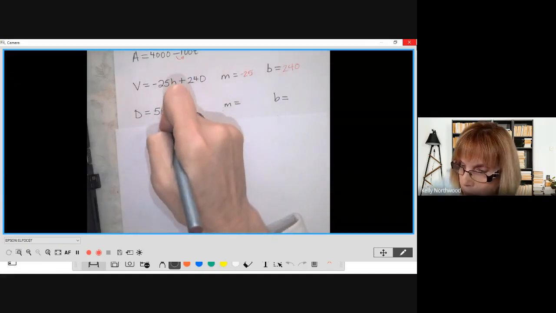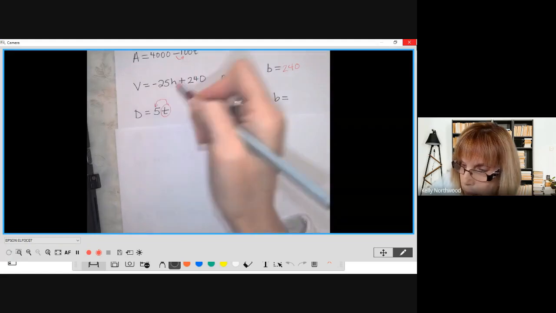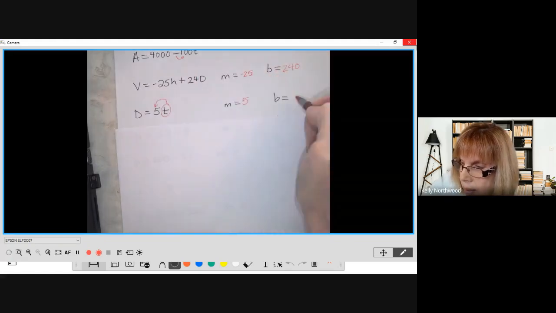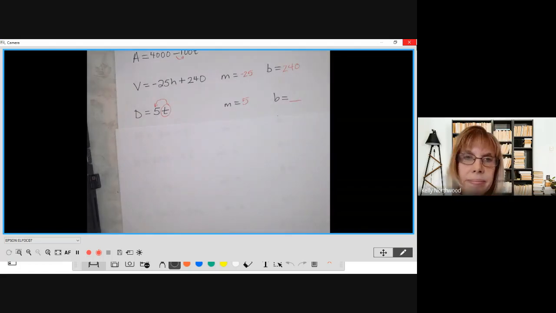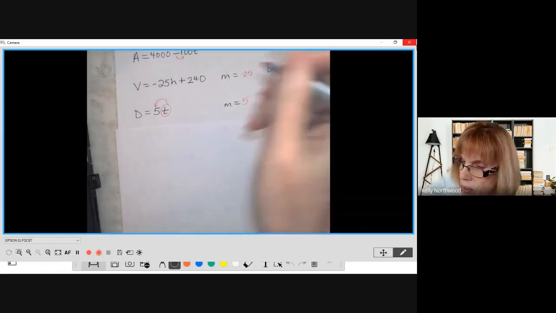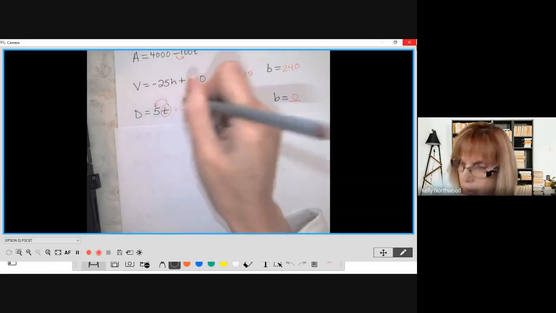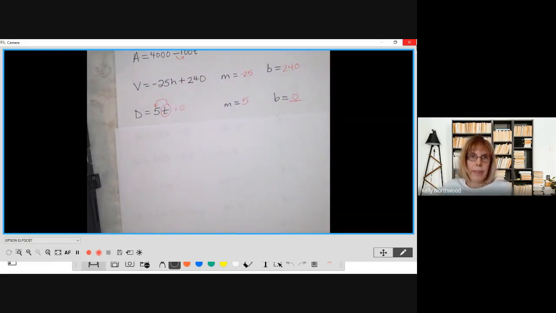So here's my variable. The number in front of the variable is m. So what do you think b is in this case? 0. 0, very good. So there's a plus 0 that you don't see, but you should keep in mind, okay?